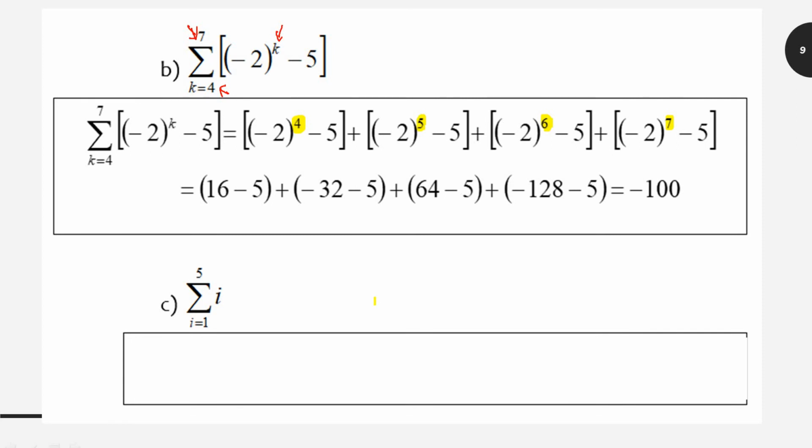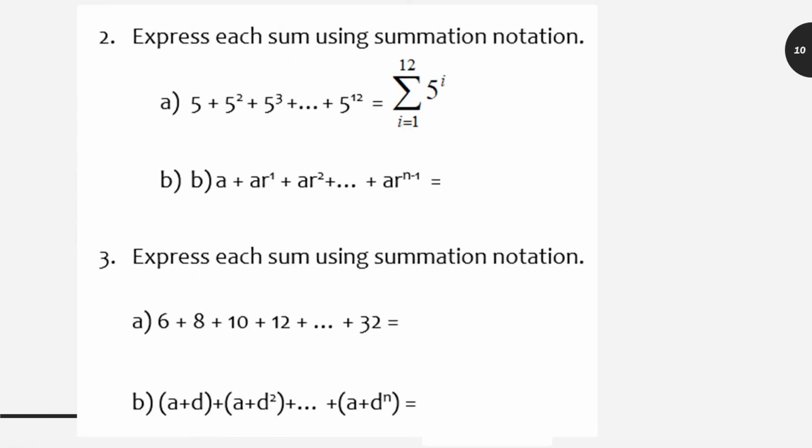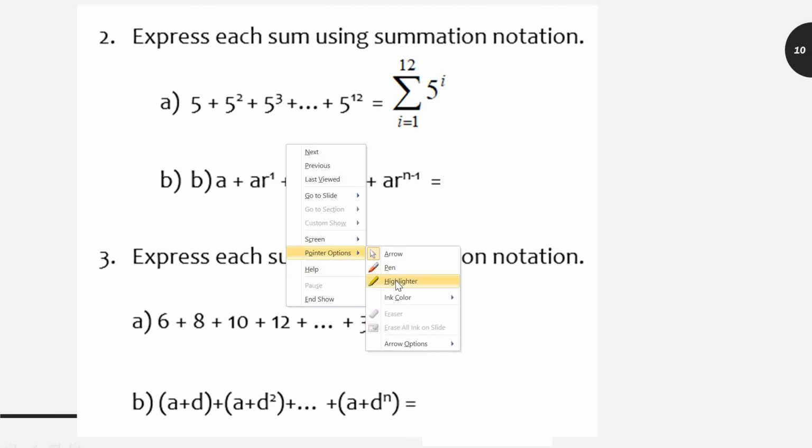Next. For this question, I gave you the summation and the general term. What if I give it to you the other way around? I give you the sequence, the summation sequence, and you need to find how to write it in summation notation. If you look at this question, 5 plus 5 squared plus 5 cubed plus ... What are the things that do not change and what are the things that change in this sequence?